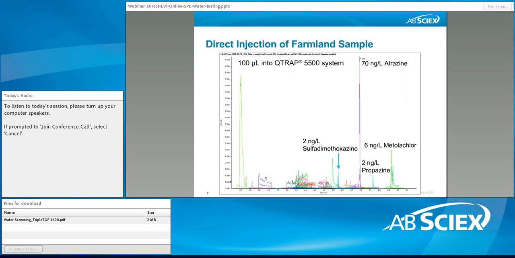Here are a couple of samples. So that's a farmland sample collected nearby an agrochemical area, 100 microliter injected into the 5500 system, and you can see a couple of pesticides and also one antibiotic. These are all compounds which are widely distributed and found in the world. A couple of triazine pesticides, metolachlor at 6 parts per trillion, and sulfadimethoxine, which is probably the most widely used and distributed antibiotic in the world.